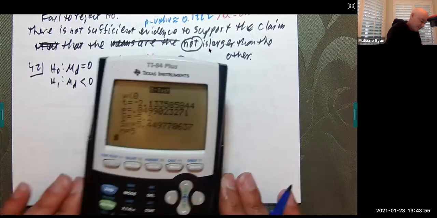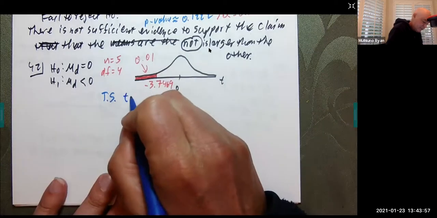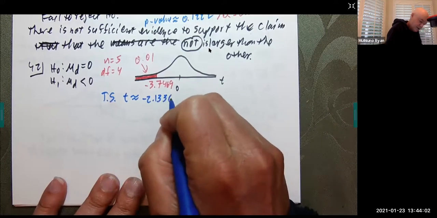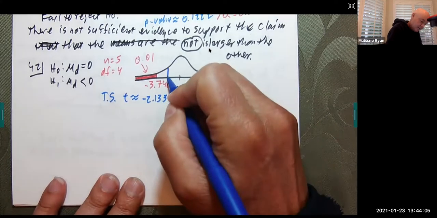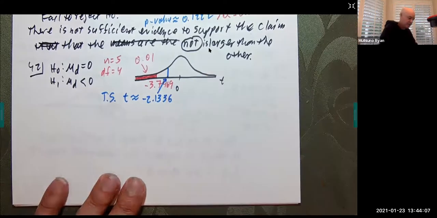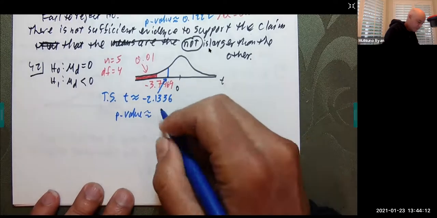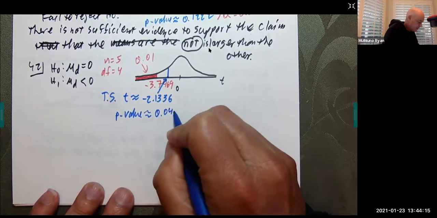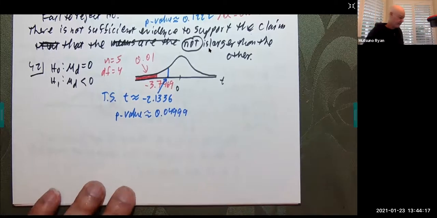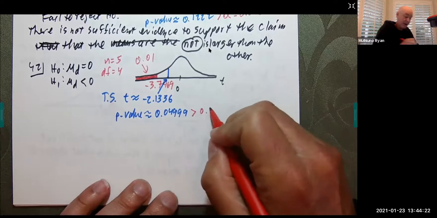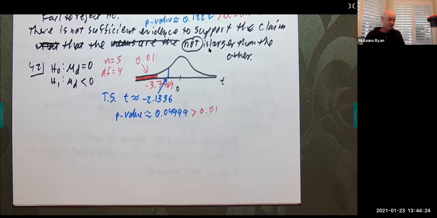All right, so my t-value, my test statistic, is negative 2.1336, we'll say. And we can see that's about there. Again, I'm over-exaggerating it. Our p-value is 0.04999. Now, once again, the point is this is way bigger than 0.01. Had we made our alpha 0.05, we'd have a different story, barely. But this is pretty definitive.